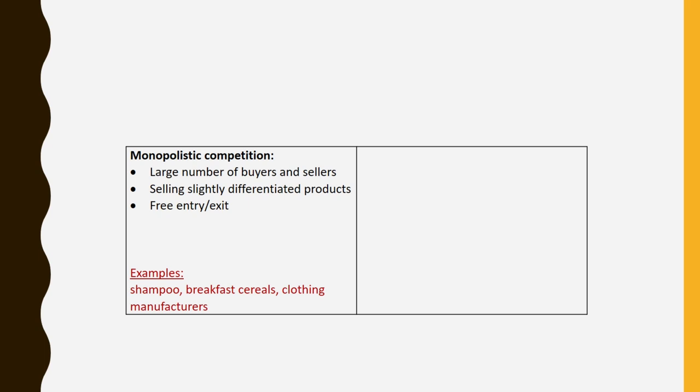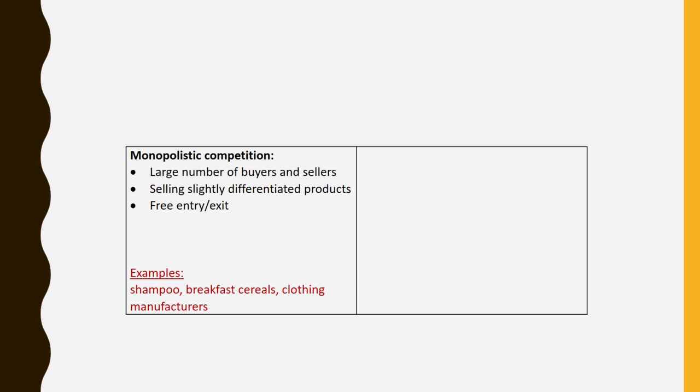Now we should put a star next to that because remember that's the big change from perfect competition. In perfect competition, they were selling identical products, making them perfect substitutes, but here we have slightly differentiated products. So these products are substitutes, they might even be close substitutes, but they're no longer perfect substitutes. And then finally, we have free entry and free exit. So there's an ease of entry and ease of exit. We don't have these huge barriers to entry that would be keeping others out.